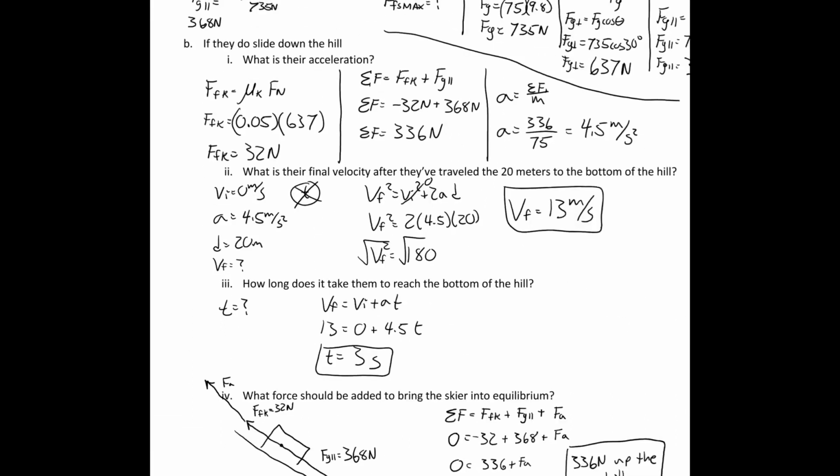Okay. If they don't slide down the hill, what is the minimum angle that would make them slide down the hill? Not applicable. We already did it. So boom, that's good for the first one.